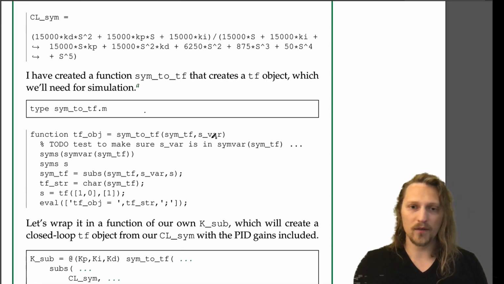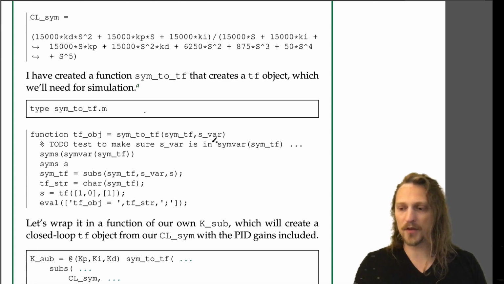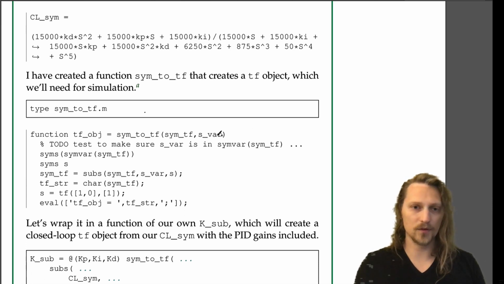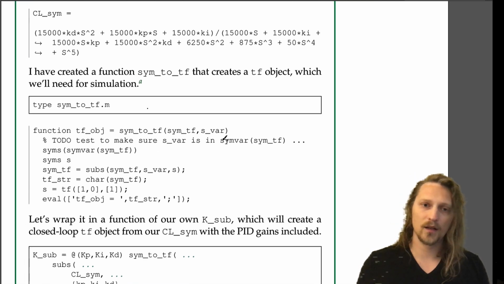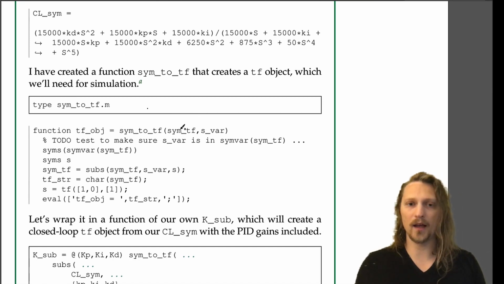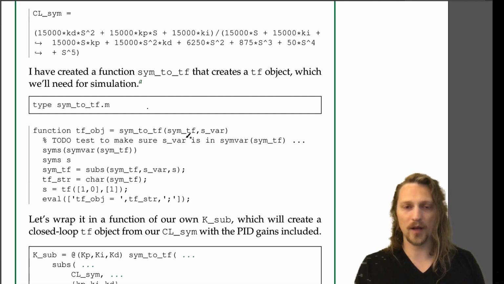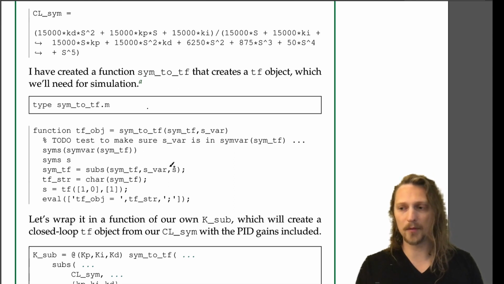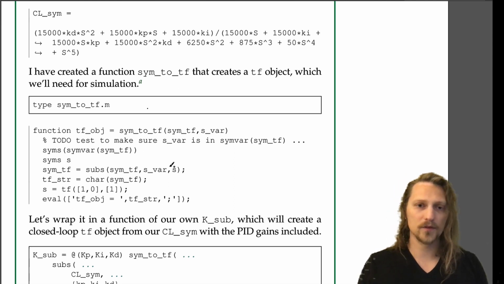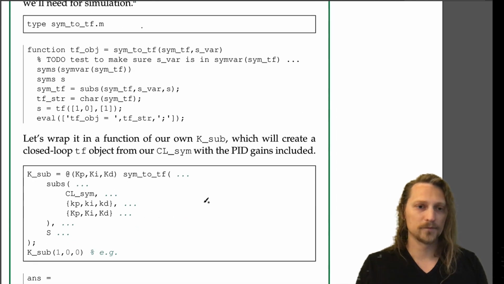So this will allow us to put in the symbolic transfer function, and tell it which symbolic variable we're using as our Laplace transform variable. In our case, capital S is what we're using. And it'll return a TF object. One thing to note, we have to give it a symbolic transfer function that can't have any undetermined symbolic variables in there, because a TF object in MATLAB cannot include any symbolic variables. So we have to get rid of those before we use this.